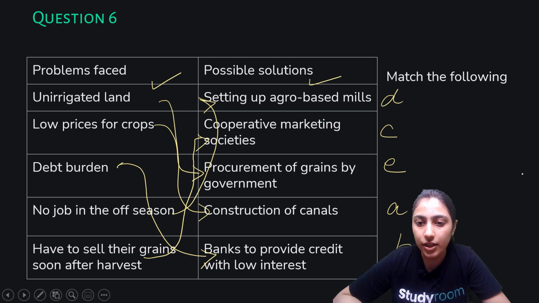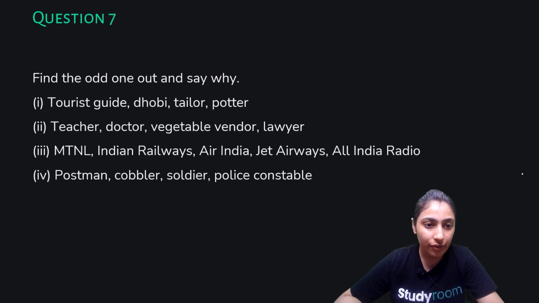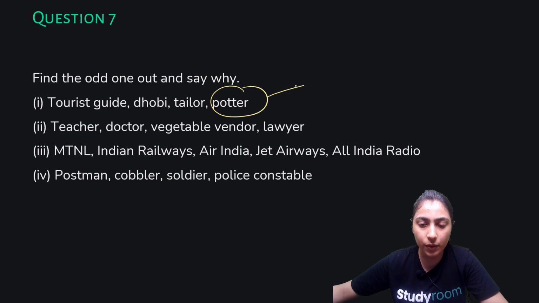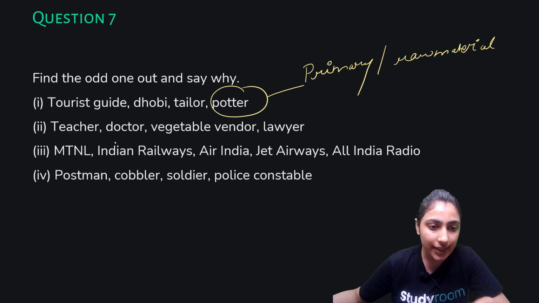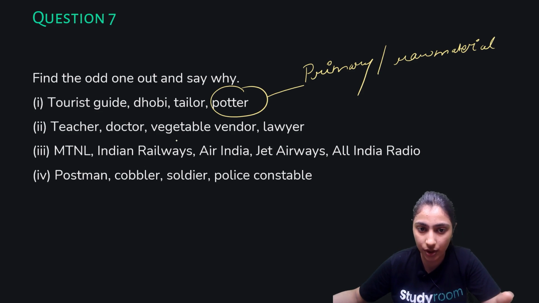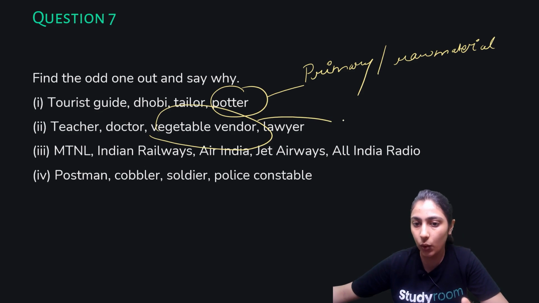Yeah. So now moving forward, find the odd one out and say why. Tourist guide, dhobi, tailor, potter. Out of this, potter, because the potter works in the primary sector with the help of a raw material, which is a natural resource. Teacher, doctor, vegetable vendor, lawyer. So vegetable vendor, taking the concept of unorganized.